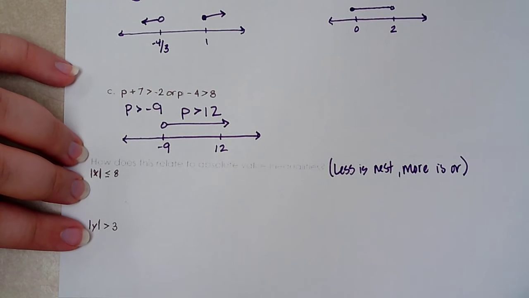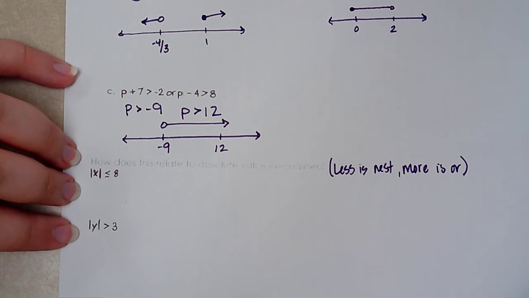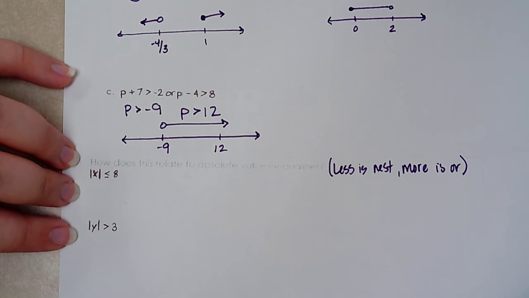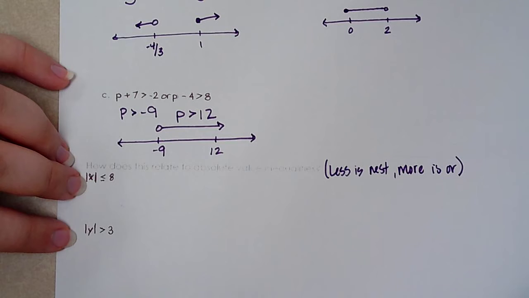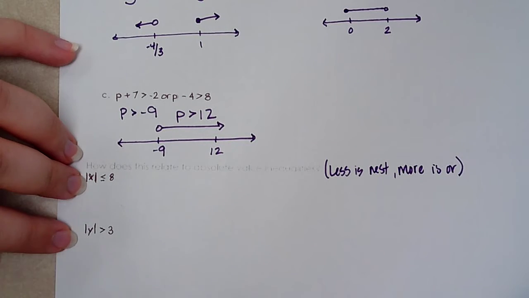How does this relate to absolute value inequalities? You'll already see I threw in a little phrase here that says less is nest, more is or. This is a phrase that I use to remember what my graph is going to look like.